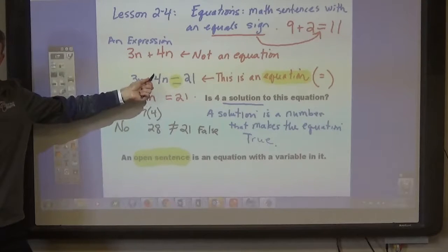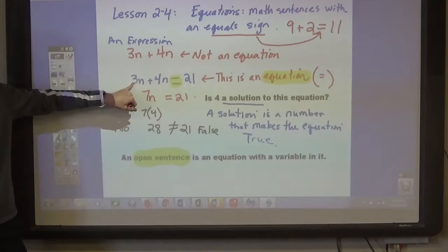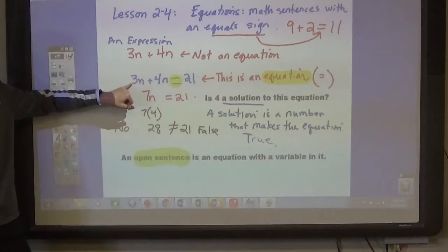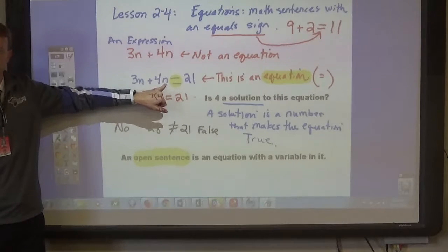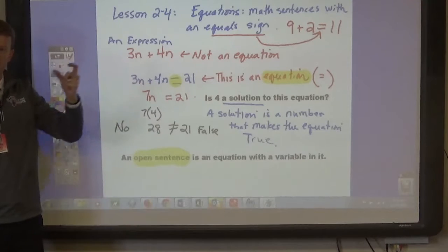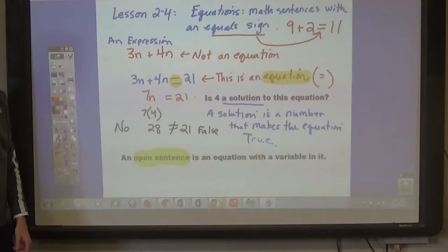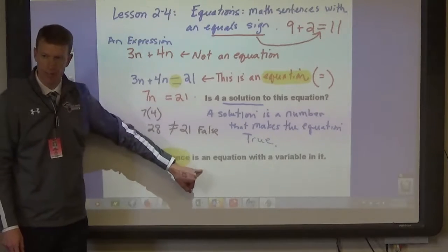Yeah, but wouldn't you have to multiply first if you said n equals 4? Well, let's say that we put in n, and then 3 times n, or sorry, 3 times 4. 3 times 4 is 12. And 4 times 4 is 16, and then we would add those together to get 28. That's how it works. Open sentence is an equation with a variable in it.